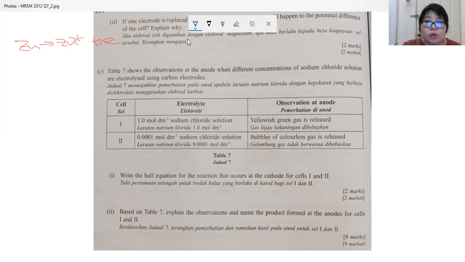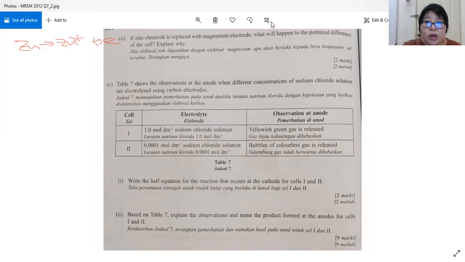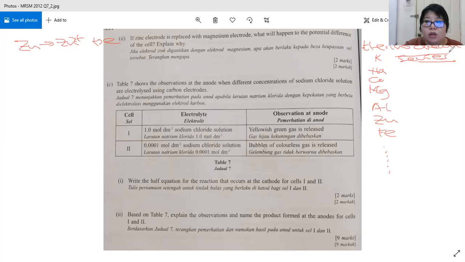So now what we are going to do is we are going to look at the location of the zinc and the magnesium in the electrochemical series. Please note, please jot down the electrochemical series from the potassium. Okay, this is the continuous part. This is the electrochemical series. Okay, now we continue.